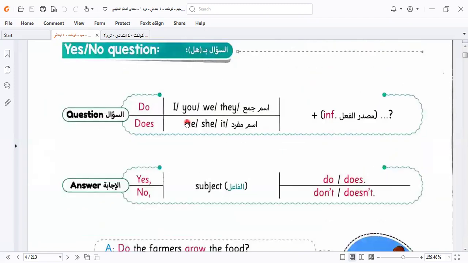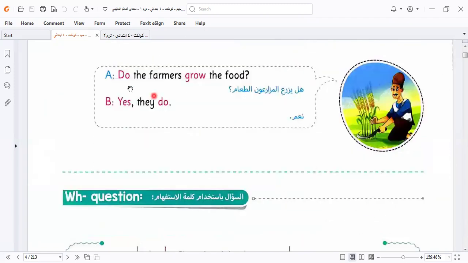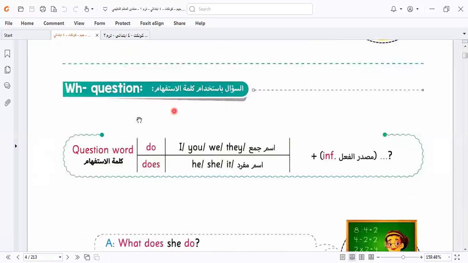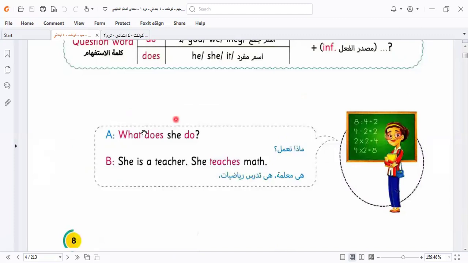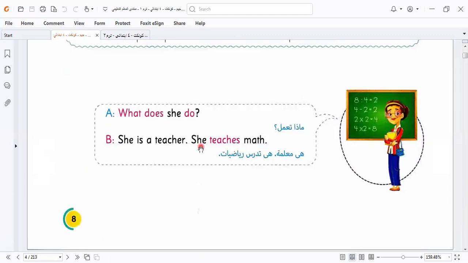This is the same when we do yes/no questions like this. Do the farmers grow the food? Yes, they do. Here we have, what does she do? She's a teacher. She teaches math.